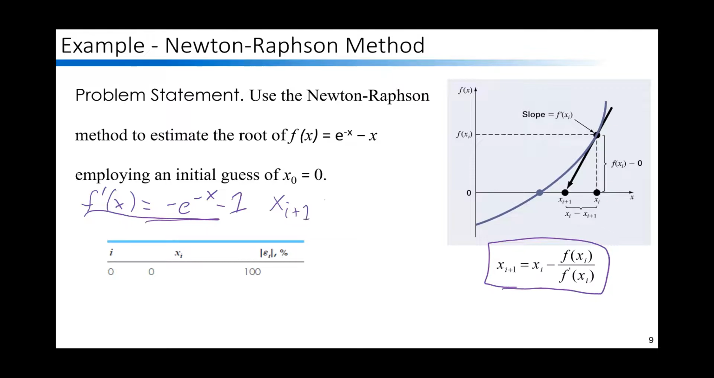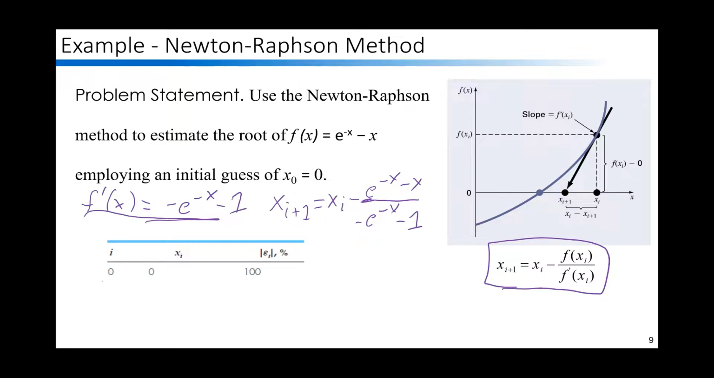x_{i+1} is equal to x_i minus that function value, so e to the negative x minus x, over the derivative. We solved that over here. That's negative e to the minus x minus 1. And we're ready to solve.